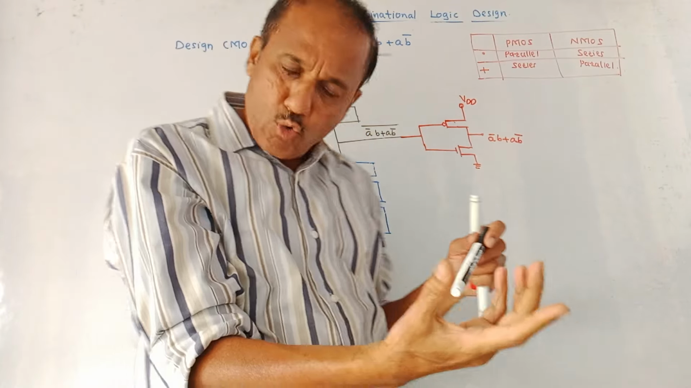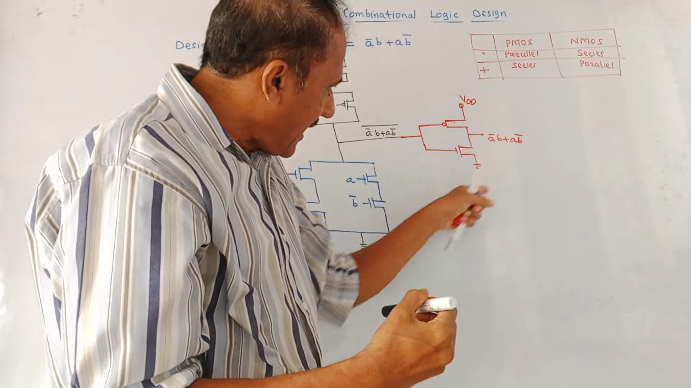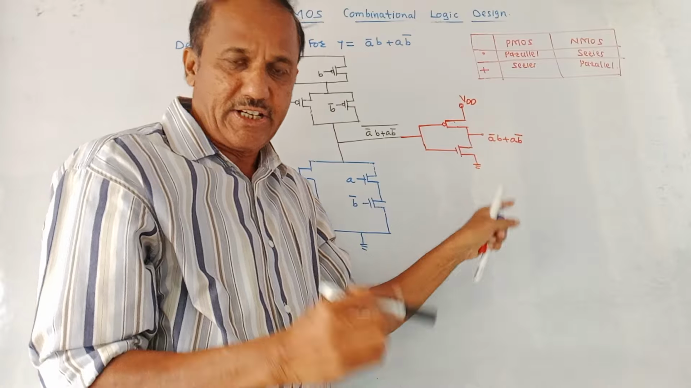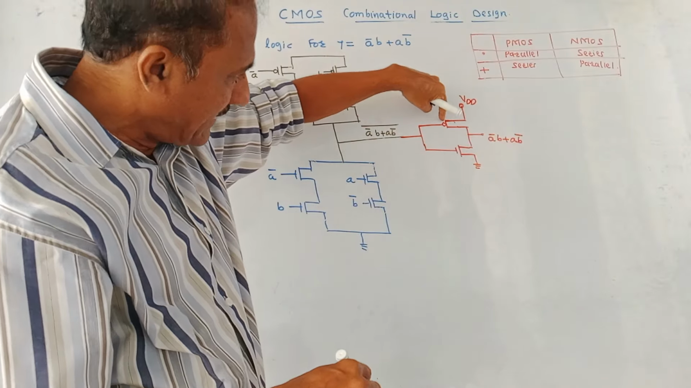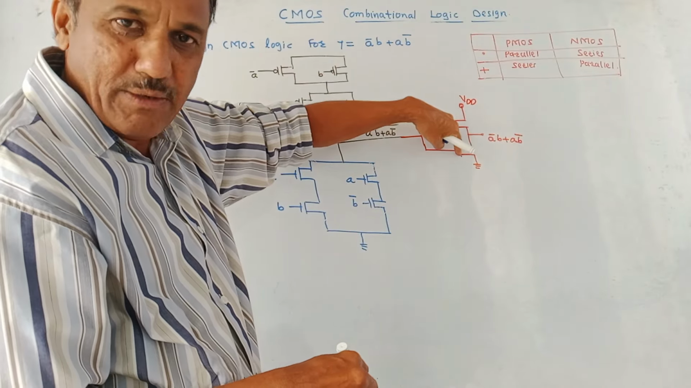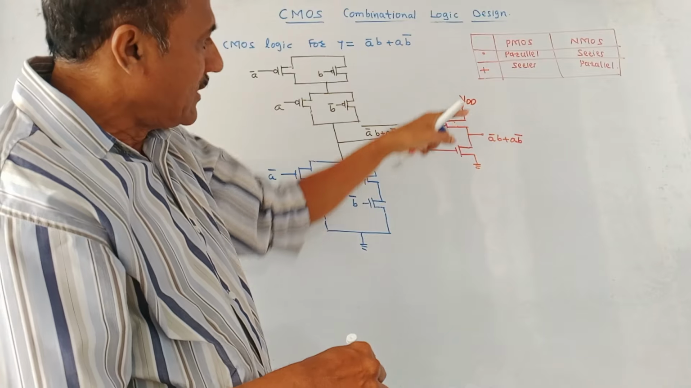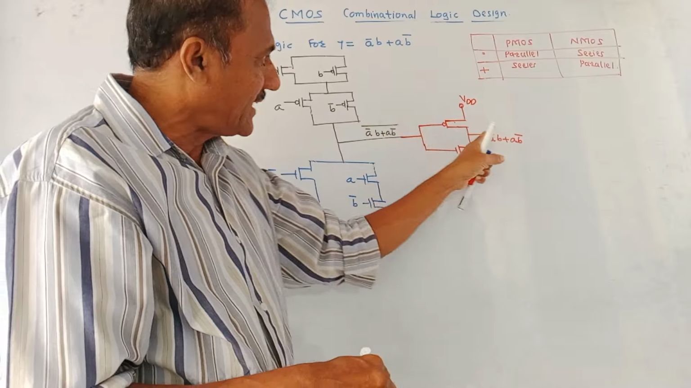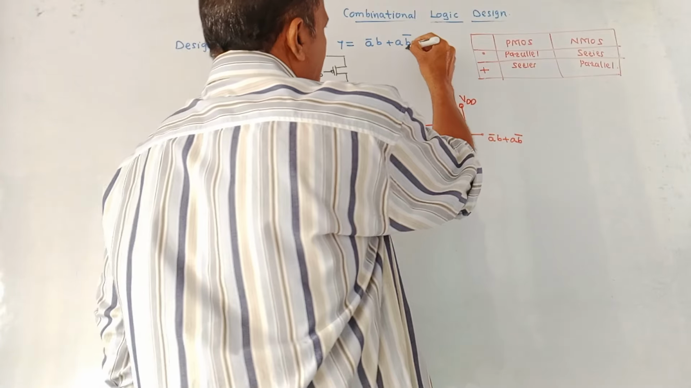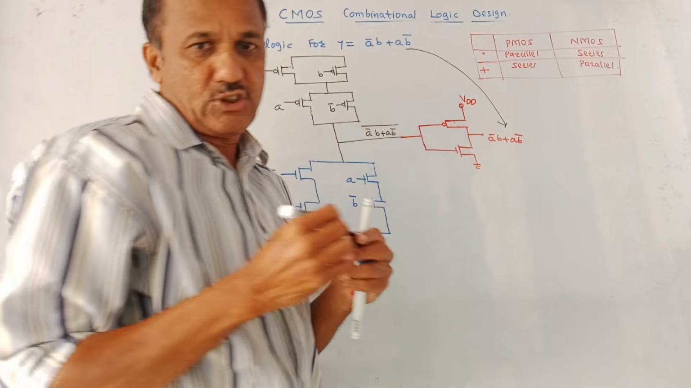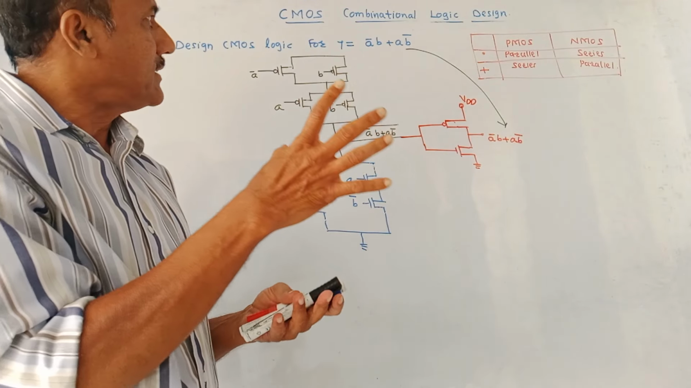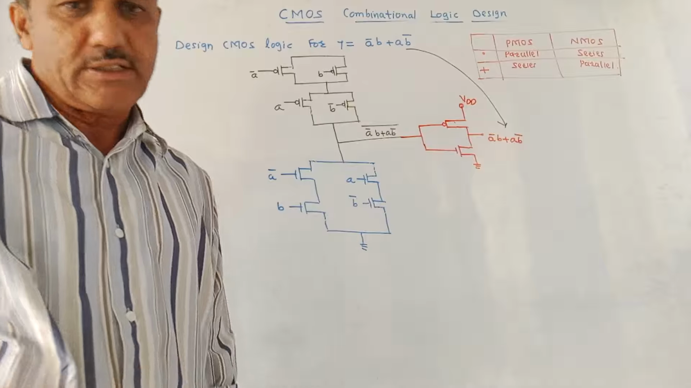So to obtain the original output, at the output side we have to draw one inverter circuit. The inverter circuit consists of a PMOS and an NMOS connected one after the other, so this produces inverted output. After taking the inversion, the bar sign will vanish and you will get the original output. So this is the way we can draw the combinational logic design using CMOS.